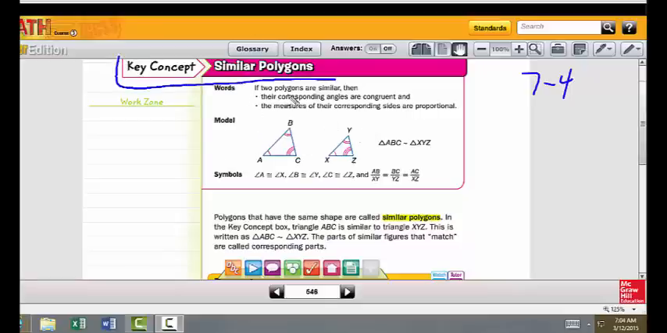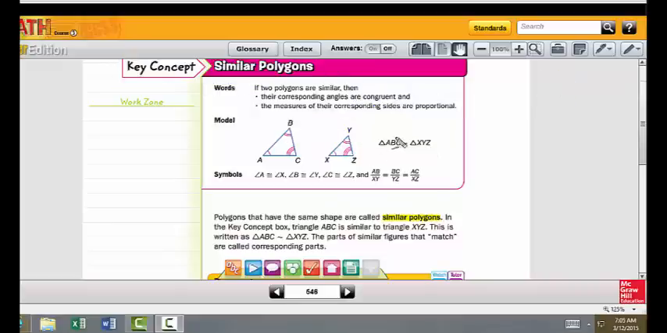In words, we have two polygons that are similar. Therefore, their corresponding angles are congruent. Notice that here and throughout. And we also have measures of the corresponding sides are proportional. Make sure you understand the difference here. The sides are proportional, the angles are congruent, or the same measure. Okay, so let's take a look at what that means.